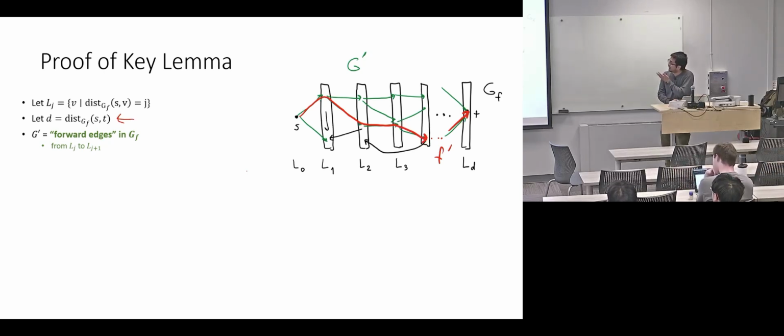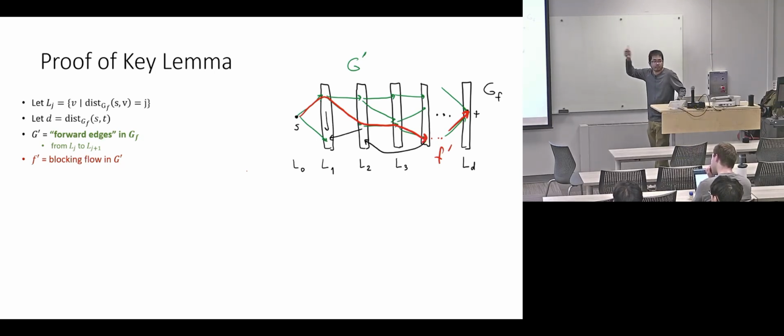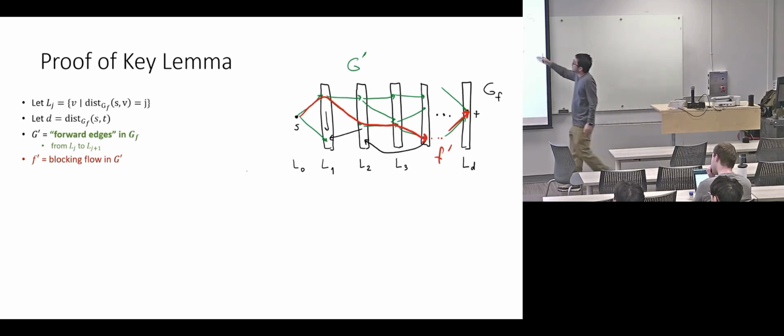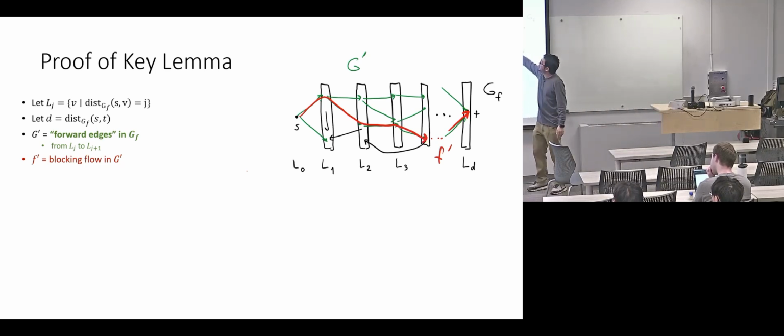So G prime is basically all the forward edges in this graph, the edges that go from level J to J plus 1. That's G prime. And what you do is compute the blocking flow on the green graph here, on the forward edges, G prime. The green graph is G prime.